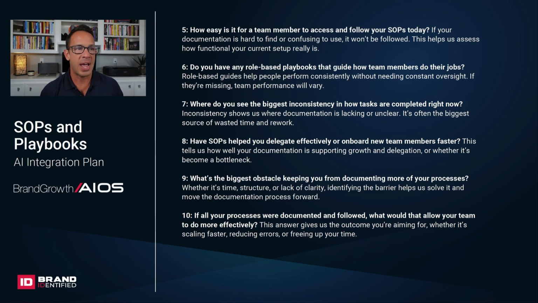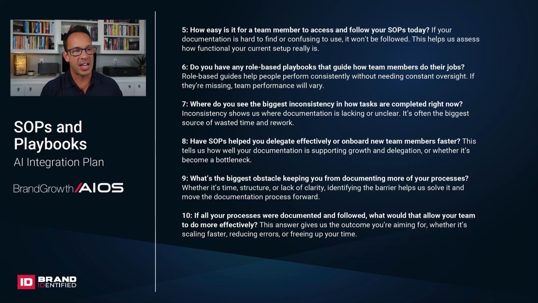Question number 6, do you have any role-based playbooks that guide how team members do their jobs? Role-based guides help people perform consistently without needing constant oversight. If they're missing, team performance will vary. Question number 7, where do you see the biggest inconsistency in how tasks are completed right now? Inconsistency shows us where documentation is lacking or unclear. It's often the biggest source of wasted time and rework.